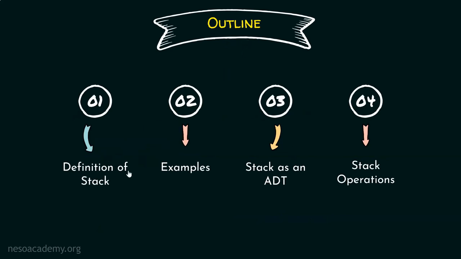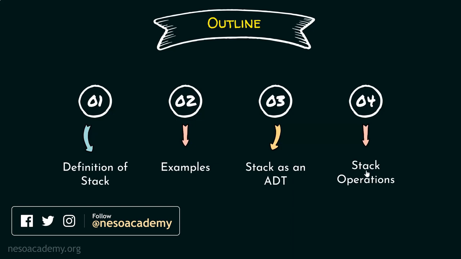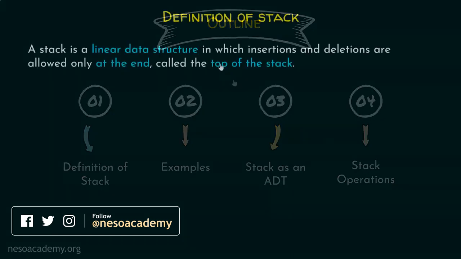First, we will look into the definition of stack, what a stack is all about. Then we will look into some real life examples of stacks. And then after that, we will look into what is a stack as an ADT, that is abstract data type. And finally, it is important for us to look into some stack operations, including primary and secondary operations. So without any further delay, let's move on.